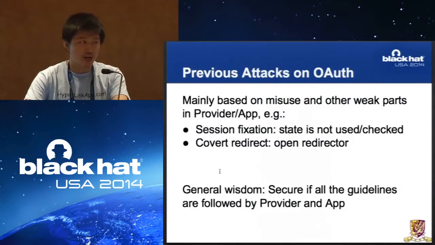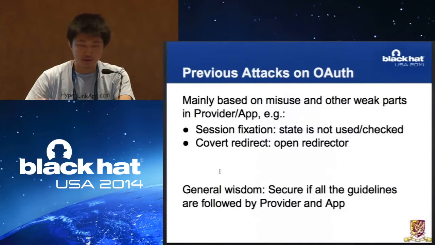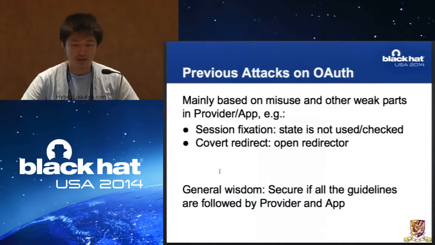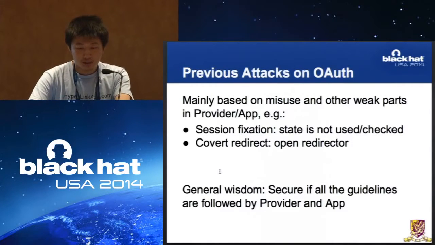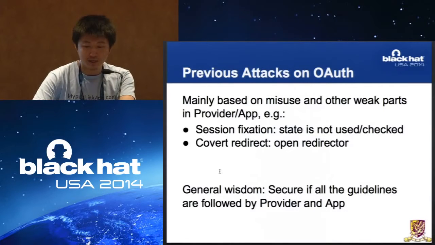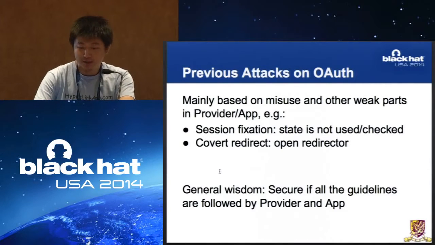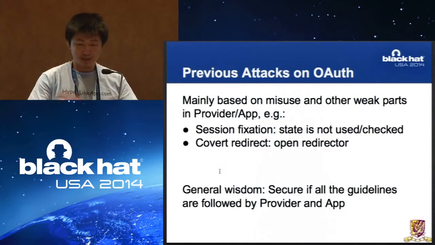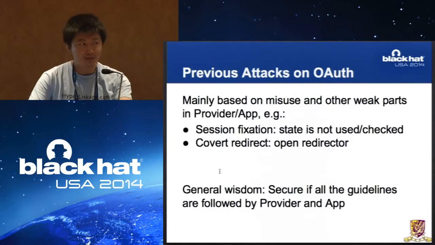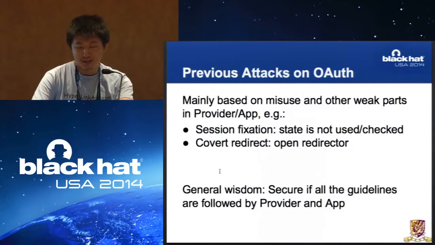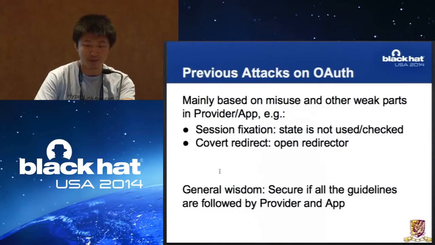And we know that people have discovered many problems of OAuth, and there are some practical attacks. However, previous attacks are mostly based on misuse and other weak parts in the provider or app. For example, in a session fixation attack, probably the state parameter is not used, or in a covert redirect attack, an open redirect exists in the provider or app. So the general wisdom is that this mechanism is secure if you follow all the guidelines, if providers and app developers all follow certain guidelines. However, this is not the case because we know that OAuth 2.0 supports something so that it's inherently vulnerable to the app impersonation attack.